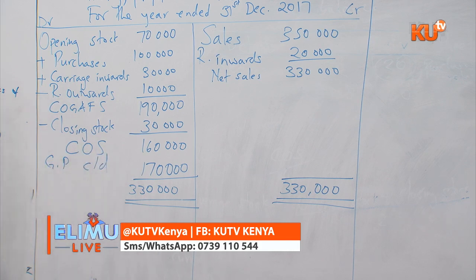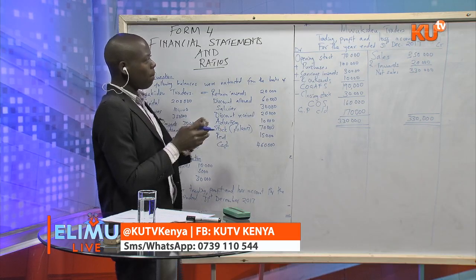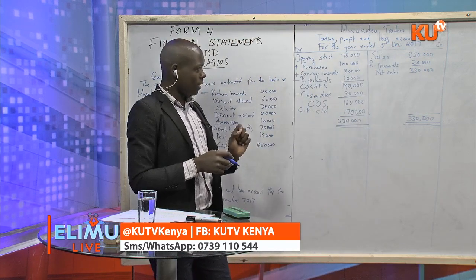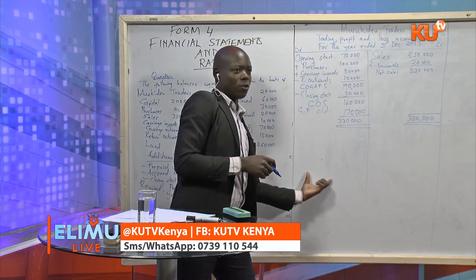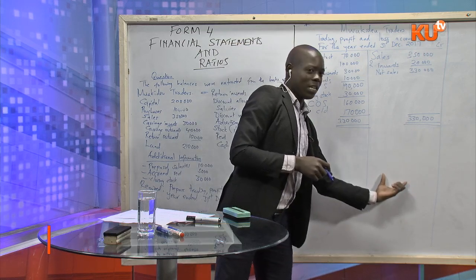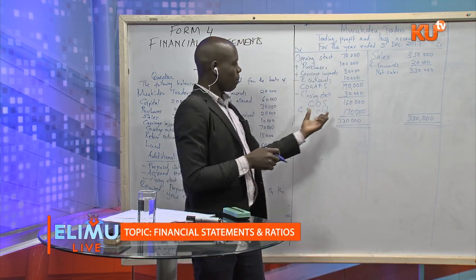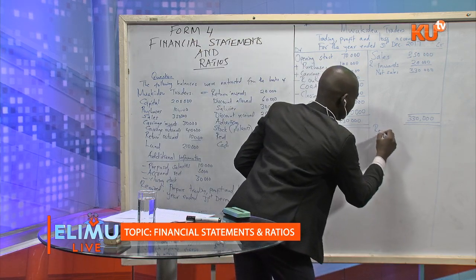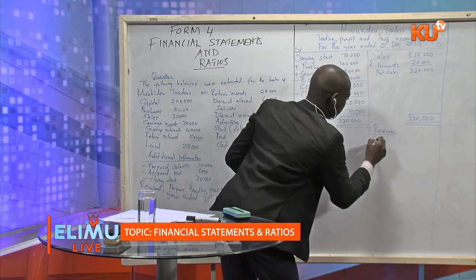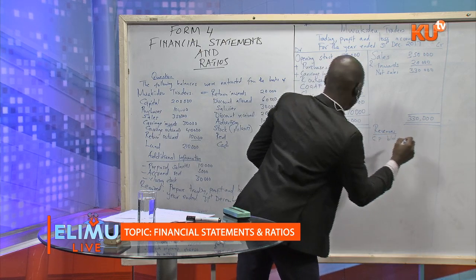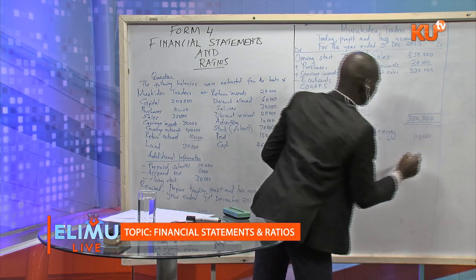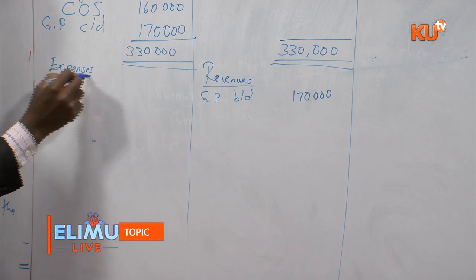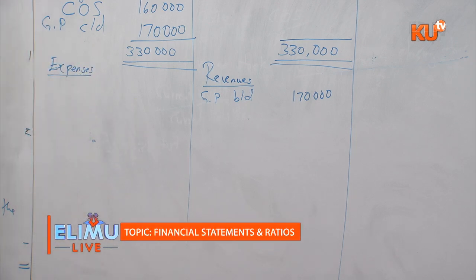Now that is the end of the trading part. We go to the second part, which is the profit and loss account. In the profit and loss account, we mentioned that we record expenses on the DR side and incomes on the CR side. So we only drop gross profit as the first income. So here we have revenues, and then we have our gross profit brought down. That gives us 170,000. And this side we record expenses. So we'll go to our entries again and see.